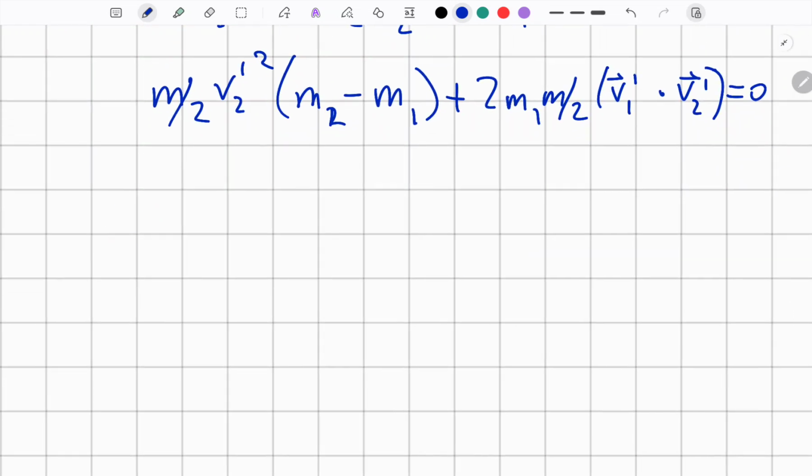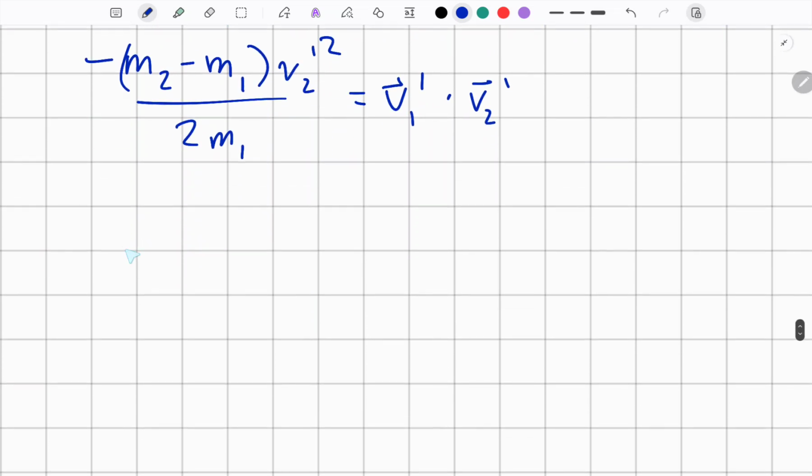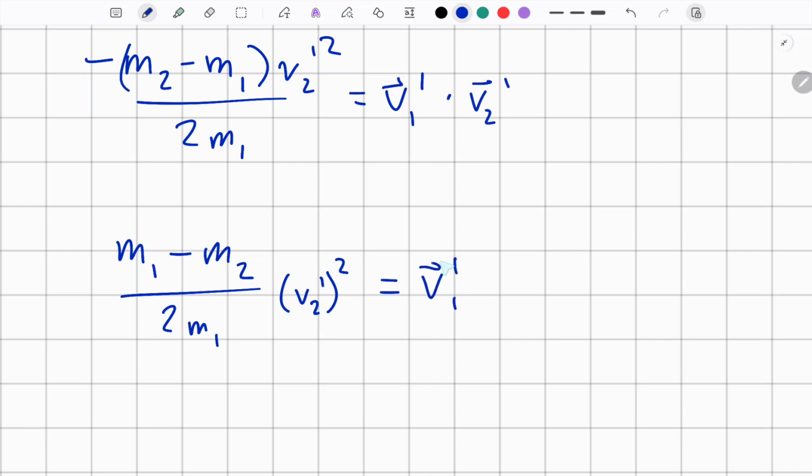Now, shifting things around, we're going to have negative (m2 minus m1) v2 prime squared over 2m1 is equal to v1 prime dot v2 prime. Now we can get rid of that negative and just shift it into these: (m1 minus m2) over 2m1, all times v2 prime squared, equals v1 prime dot v2 prime.